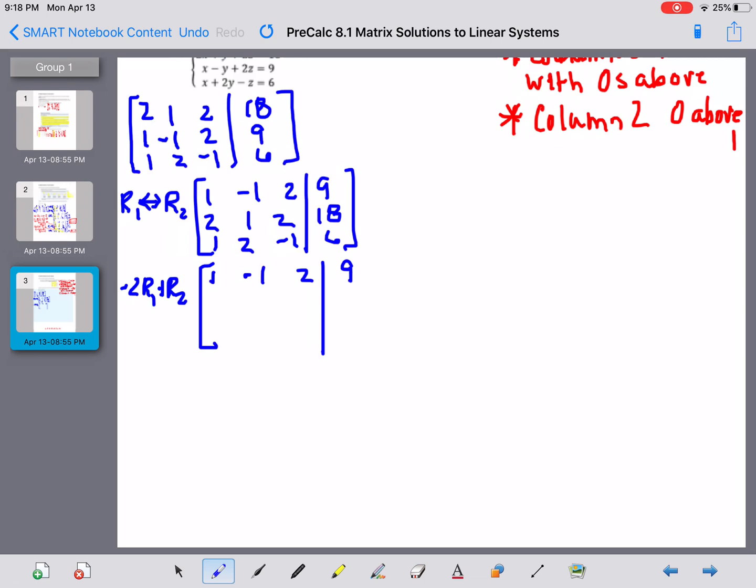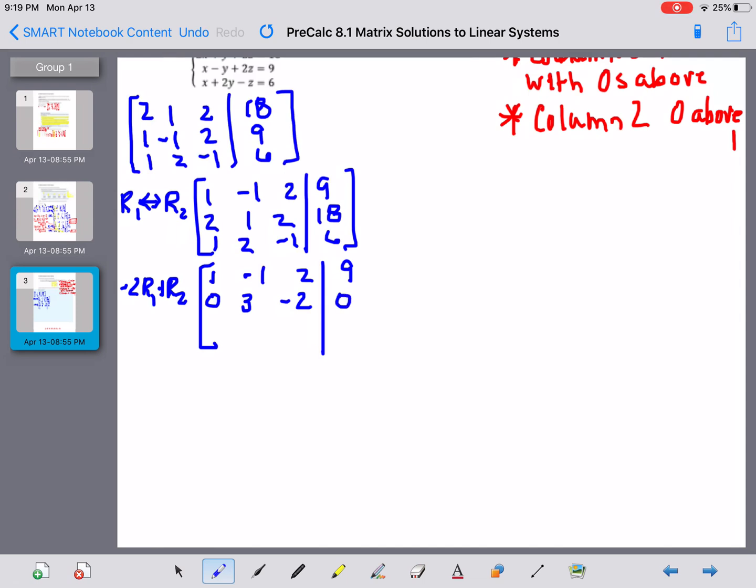So everything in row 1, I'm going to multiply by -2. So my first element is 1 times -2 is -2. Add it to the 2 beneath it, and I get a 0. On my second column here, -1 times -2 is +2. Add it to 1, and I get 3. In my third column, 2 times -2 is -4, plus 2 is -2. And with my constants, 9 times -2 is -18. Added to 18 is 0. Kind of nice, it made that smaller.